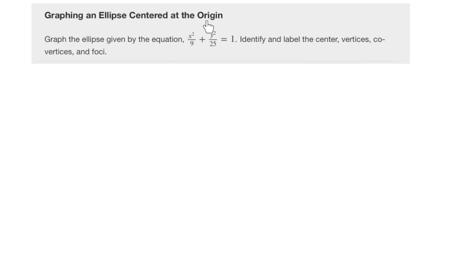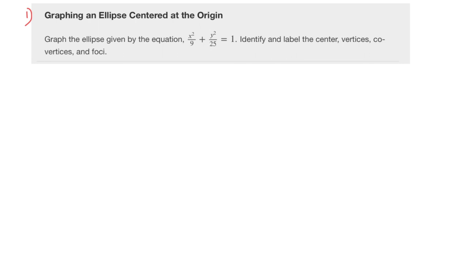Graphing an ellipse centered at the origin. Here, first analyze the denominator of each term. You can see that the denominator of the y squared term is bigger compared to the x squared term. That means the major axis will be on the y-axis.